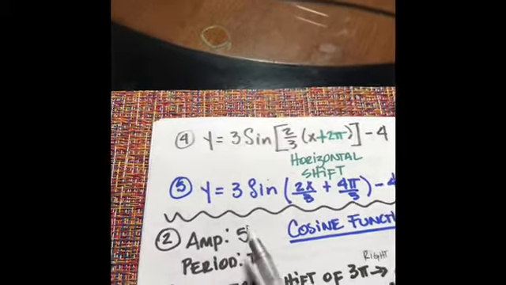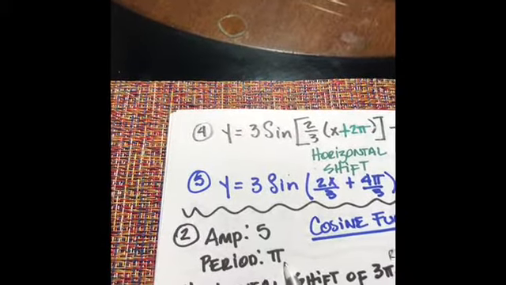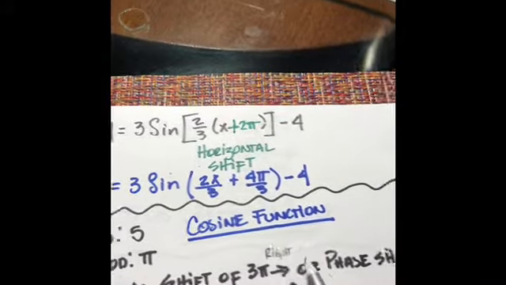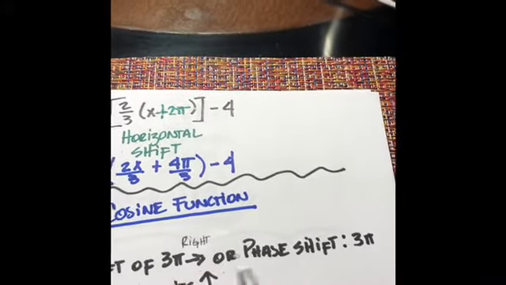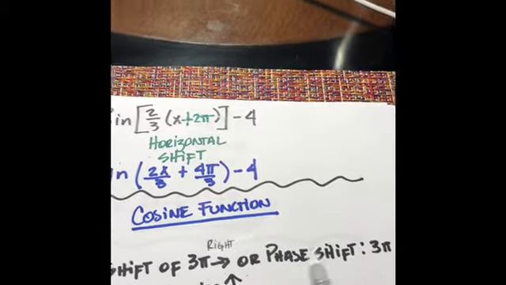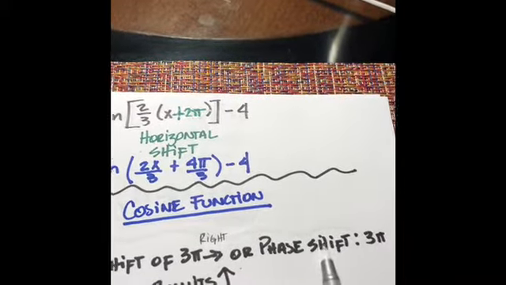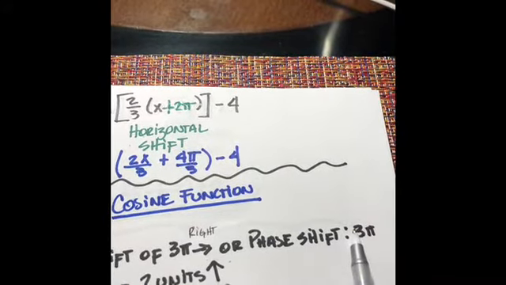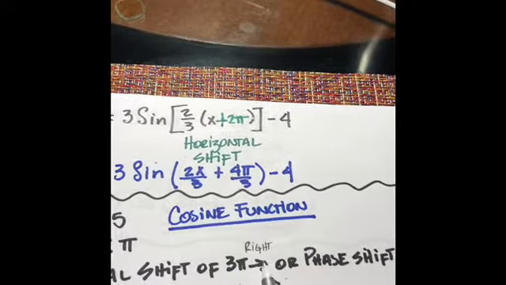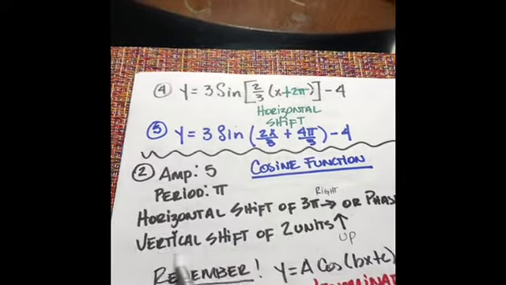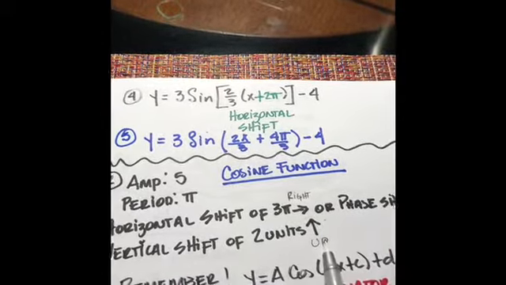In this case, it is telling me a cosine function with an amplitude of 5, a period of pi, a horizontal shift of 3 pi units to the right, which also means, or can be said, a phase shift of 3 pi. Okay? Either way is correct. You just have to remember that when I am using the phase shift, I have to change the sign. And if it says right, the sign of this one is going to be negative.